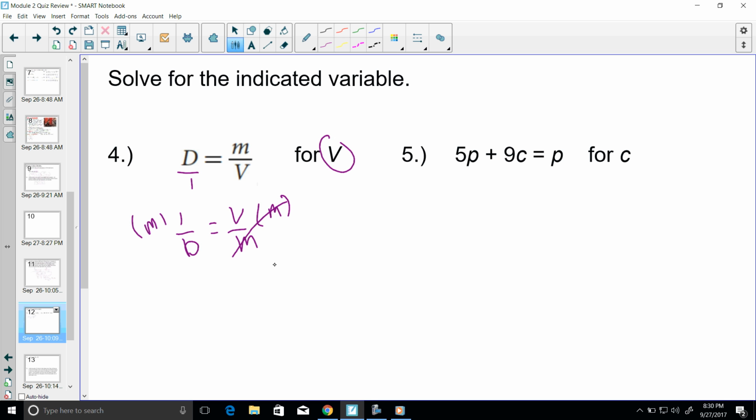So that's going to cancel out here. So on the other side, I'm going to get that V that I'm looking for. But now I have M over 1 times 1 over D. So it's just going to be M over D is then equal to V. So that would be my final answer there.